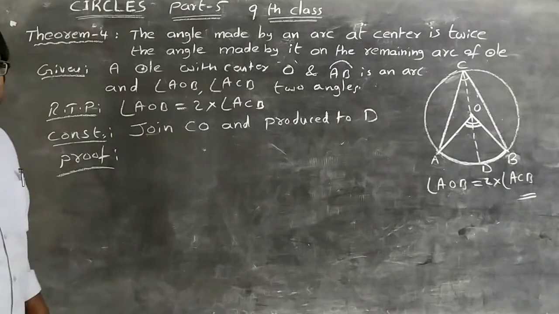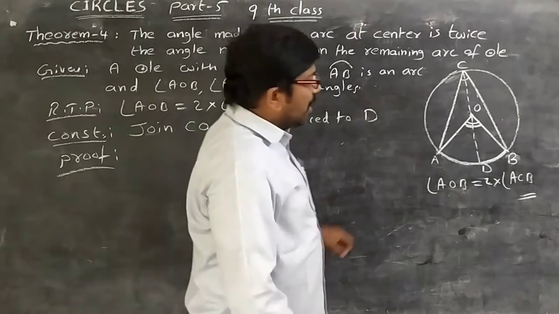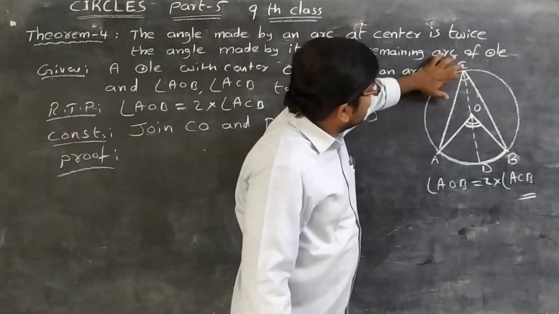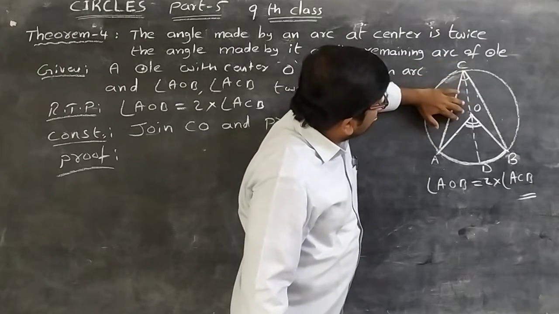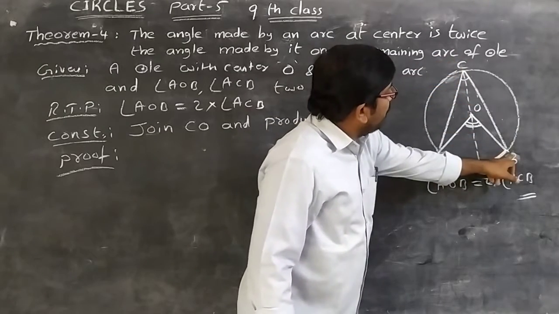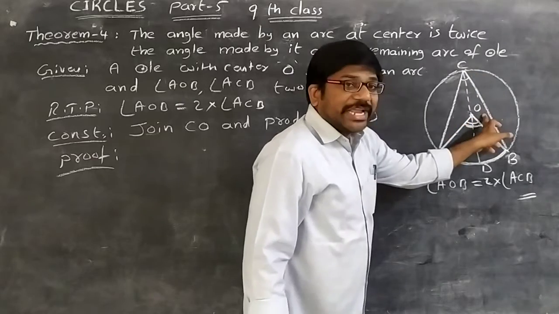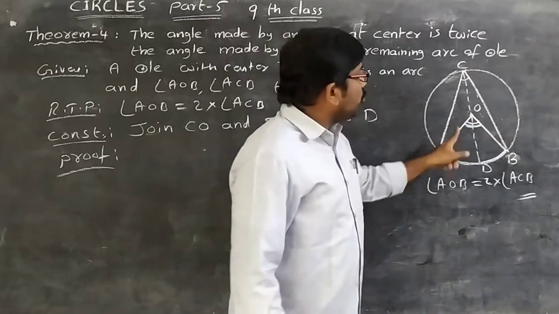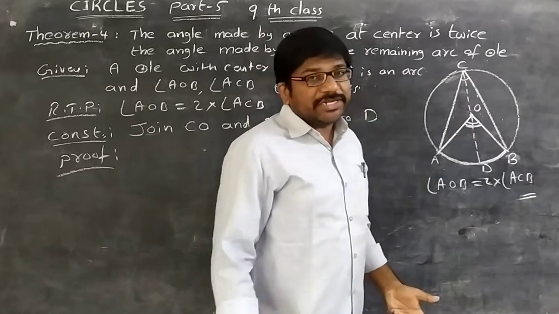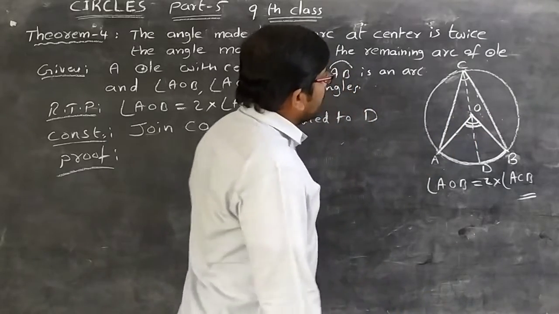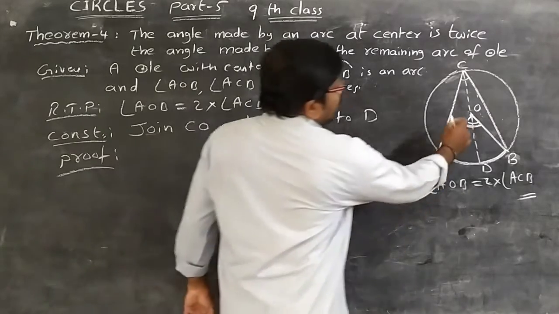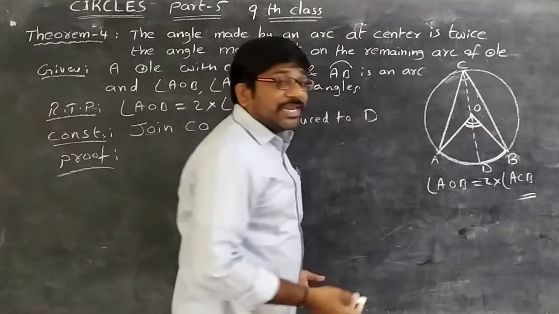Now the proof, which is very important. First of all, observe that we have made two triangles: AOC, the first triangle, and BOC, the second triangle. First we have to prove something about these two triangles. Observe carefully. These two triangles are also isosceles triangles.